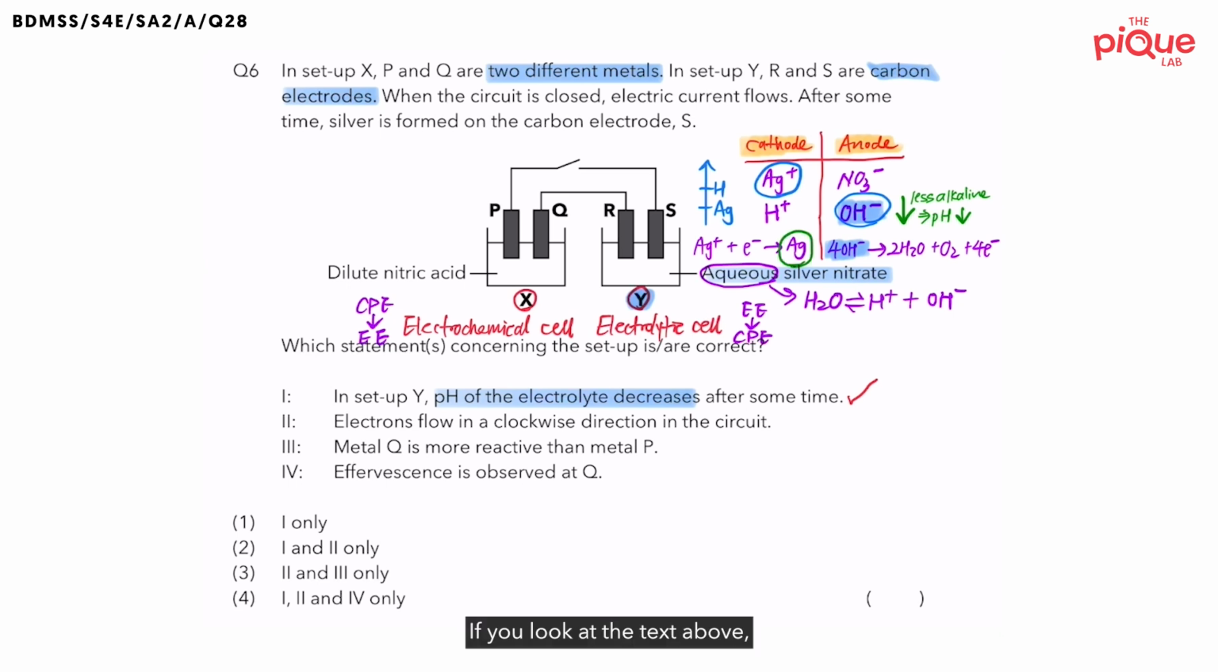Going back to the table that we have drawn earlier, we can see that at the cathode, silver is formed. If you look at the text above, you can see that the question says that silver is formed on the carbon electrode S. Therefore, we can infer that S must be the cathode. Conversely, R must be the anode.